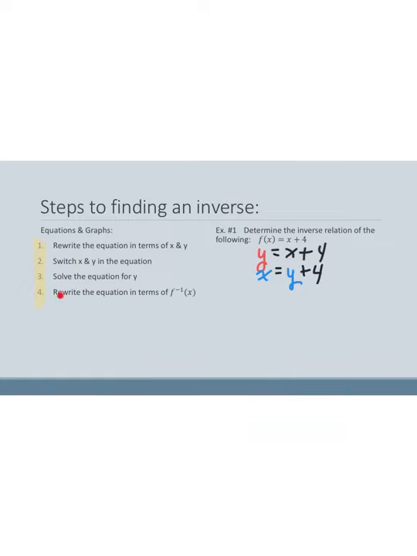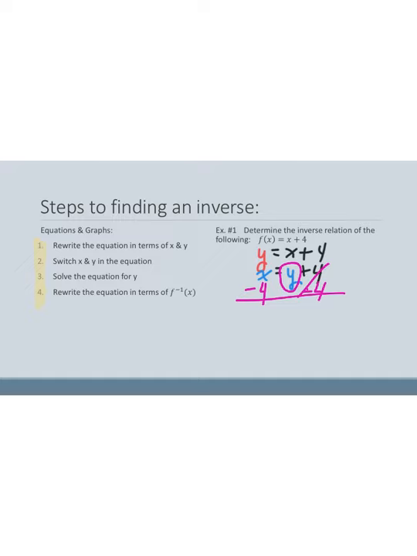Then step 3 says to solve the equation for y. Right now it's solved for x. So I want to get y on one side by itself. To solve this for y, this is my goal, I need to get rid of a plus 4. So I'm going to subtract 4 from both sides.